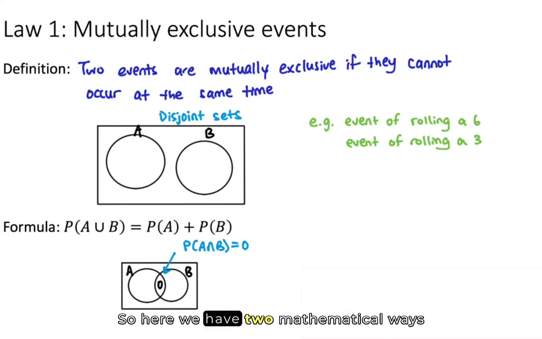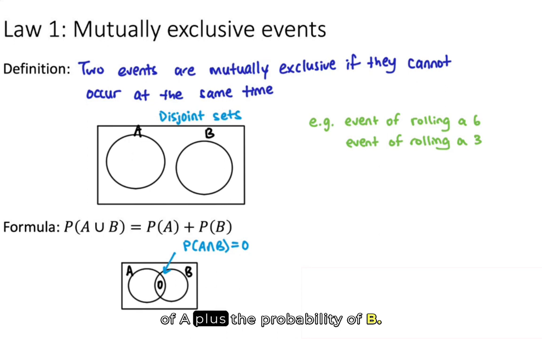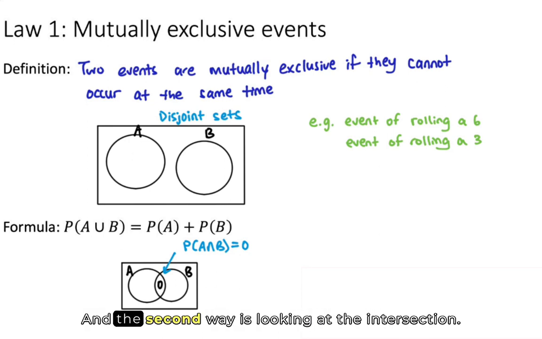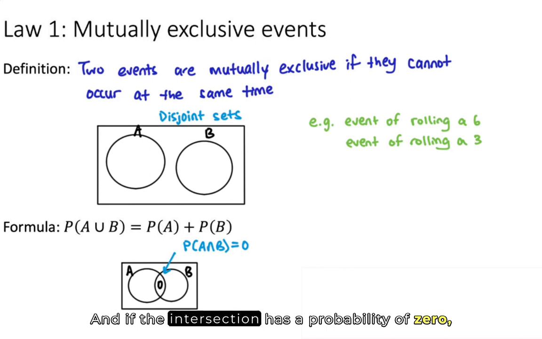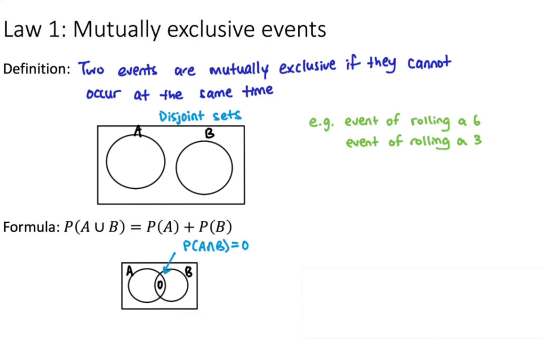So here we have two mathematical ways looking at probabilities to figure out if two events are mutually exclusive. The first one is that if the probability of A or B occurring is equivalent to the probability of A plus the probability of B. And the second way is looking at the intersection, and if the intersection has a probability of 0, then we know the event is mutually exclusive.